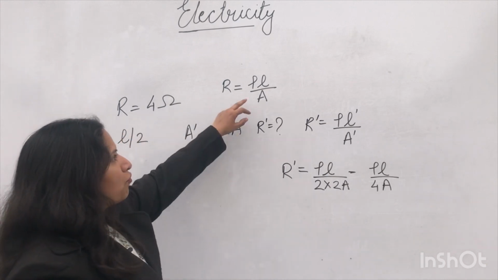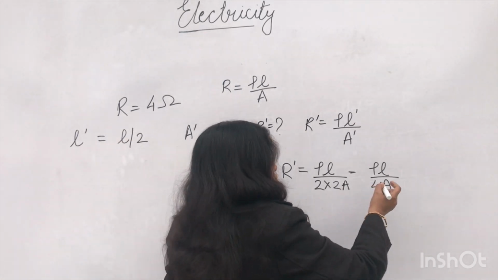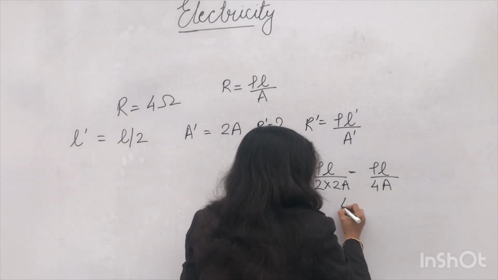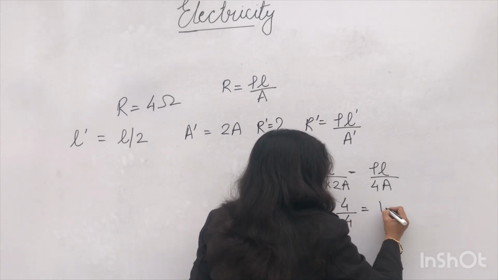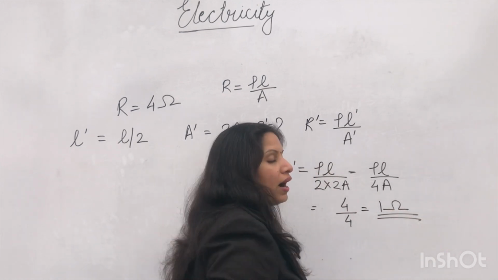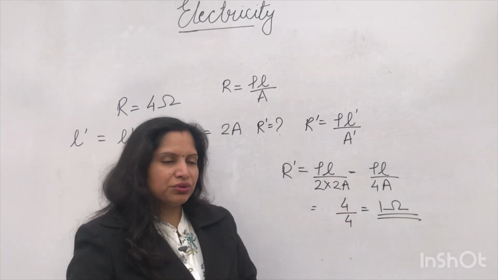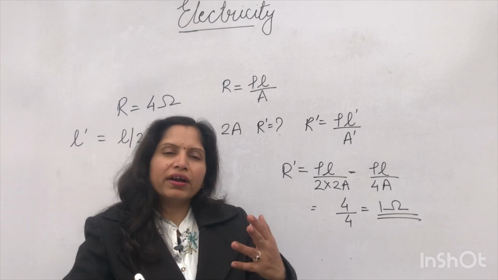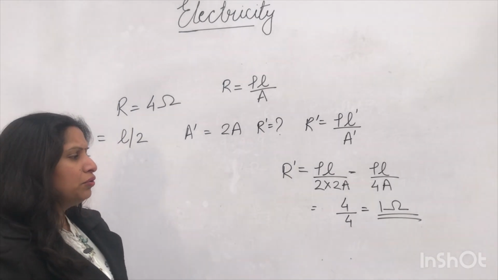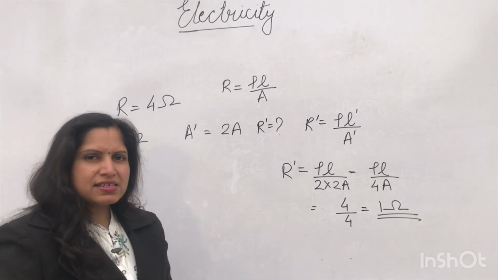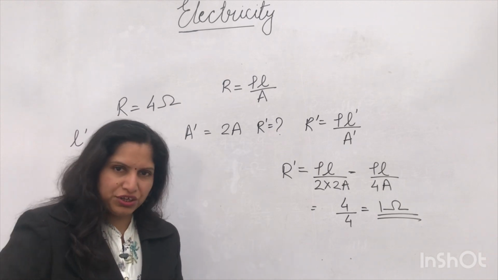Now the value of rho L upon A is already given in the question, it's 4 ohm. So instead of rho L upon A, we can use 4 and here we have divided by 4. So the new resistance of this wire comes out to be 1 ohm. Okay. Likewise, we can find out the resistance of any new wire, whatever conditions are given in the question accordingly. So that was about just 2 numericals we have practiced right now, but we are going to practice a lot of numericals in the next video.